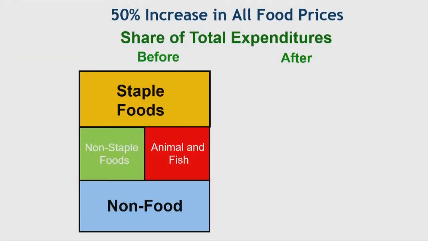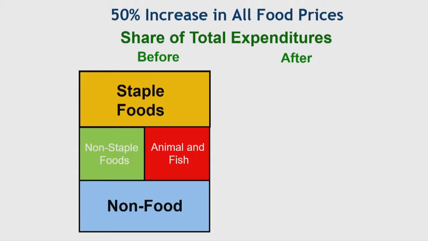So I want to try to go through how people reallocate their food budgets as food prices go up. This is pretty typical of how low-income people spend their budgets in developing countries. About a third of their income goes for non-food, and 2/3 of their income goes for food. A third of it is for the staple foods, and a third of it is for the non-staple foods, so about equally divided between non-staple plant foods and fish and animal products.